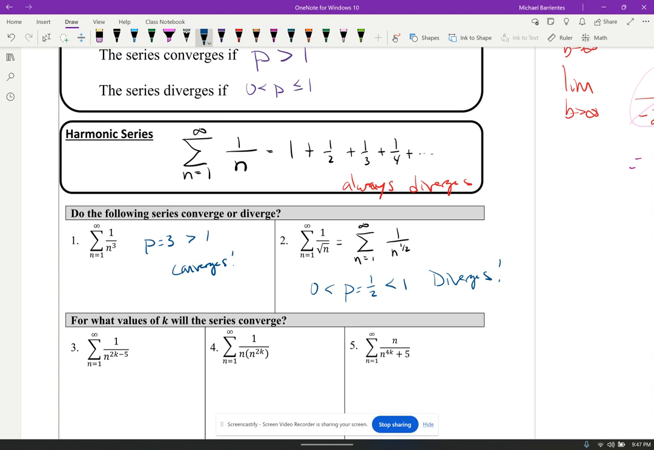So in the next video, we'll look at how to use this idea to determine k values where the series is going to converge, and then we'll wrap up where we are up to this point.